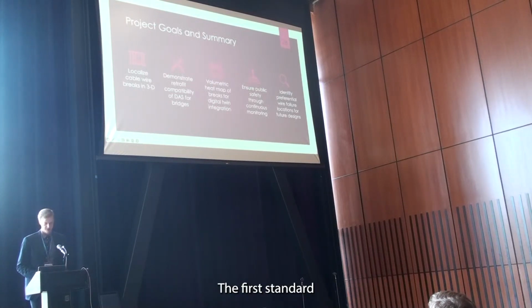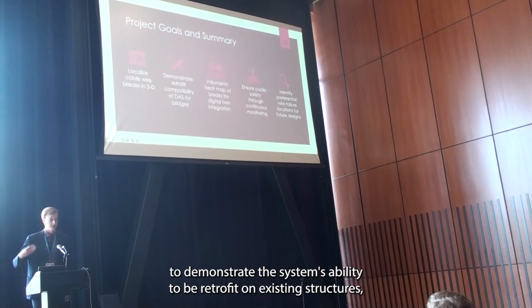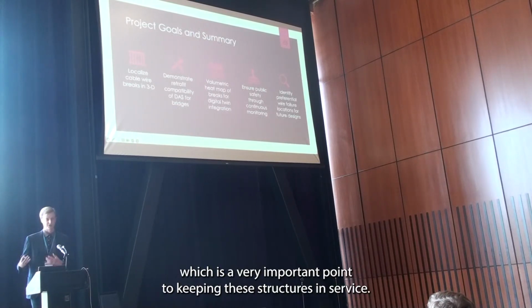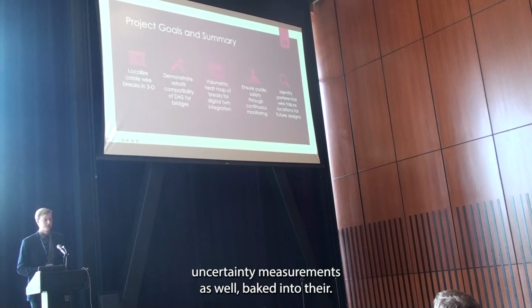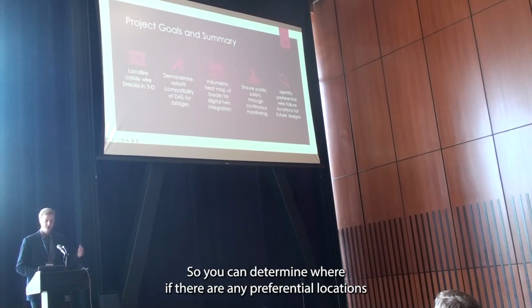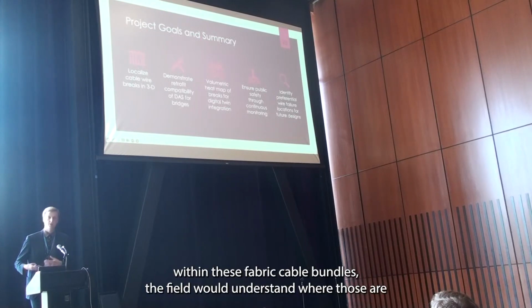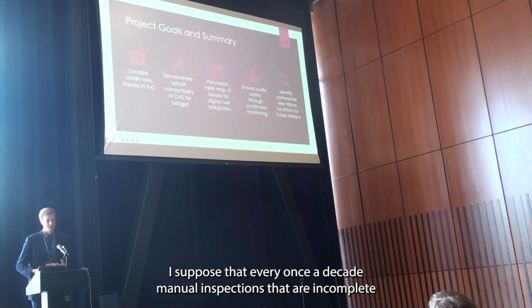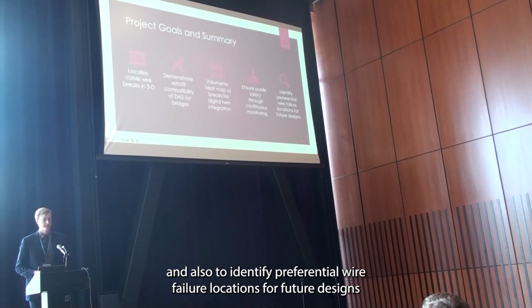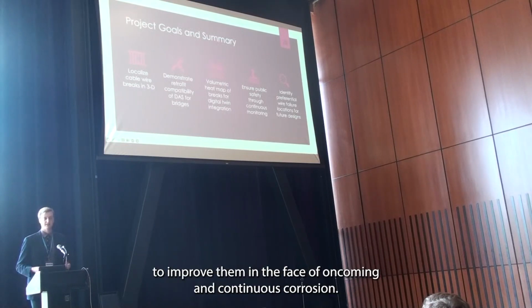A quick summary of this project would be to localize cable breaks in 3 dimensions, expanding from 1 dimension, the current standard, and to demonstrate the system's ability to be retrofit on existing structures, which is a very important point to keeping these structures in service for longer. The end product would be a volumetric heat map showing where these wire breaks are occurring, with uncertainty measurements baked in. So you can determine if there are any preferential locations within these cable bundles to fail. That can be used to ensure public safety through continuous monitoring as opposed to the once-a-decade manual inspections that are incomplete, and also to identify preferential wire failure locations for future designs to improve them in the face of oncoming and continuous corrosion. Thank you.